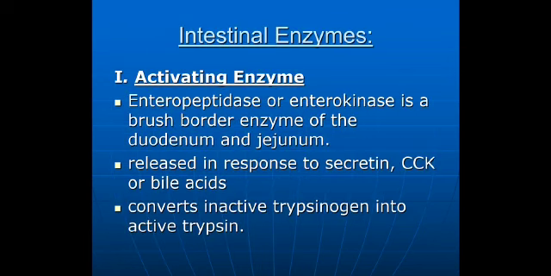So, the enzymes are the enteropeptidase or the enterokinase. It activates trypsinogen to trypsin. It is a brush border enzyme of the duodenum and jejunum. It is released in response to secretin, cholecystokinin pancreozymin, and bile acids. It converts inactive trypsinogen to trypsin. Like we saw, all the enzymes in the pancreas are inactive unless there is a substrate; otherwise it will result in autodigestion.